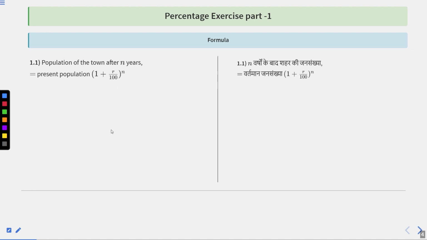So before starting the exercise, this is the formula which we are going to use in this exercise. That is, population of town after n years is present population into (1 plus r upon 100) raised to power n. It means that if the population of a town is increasing at a certain rate, that is r% per annum, then after n years the population becomes (1 plus r upon 100) raised to power n times the present population. Moving on to the questions.